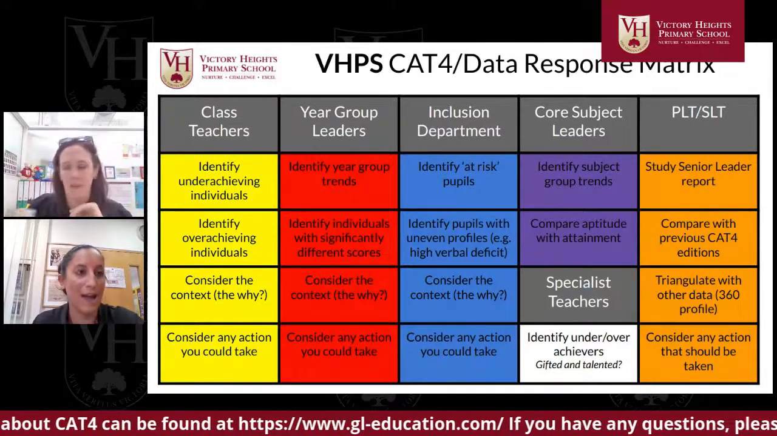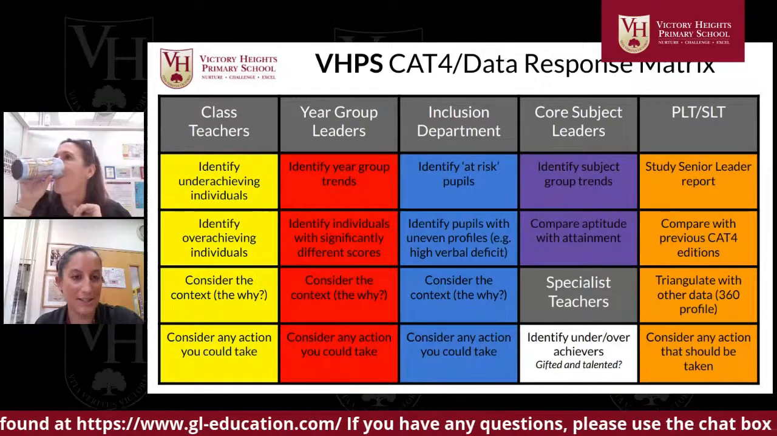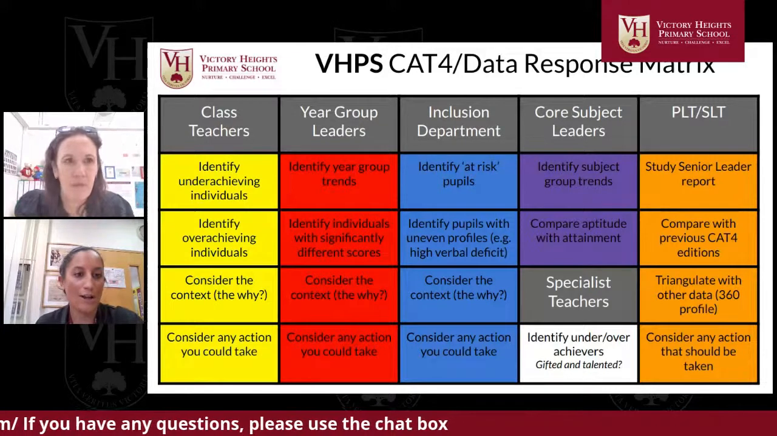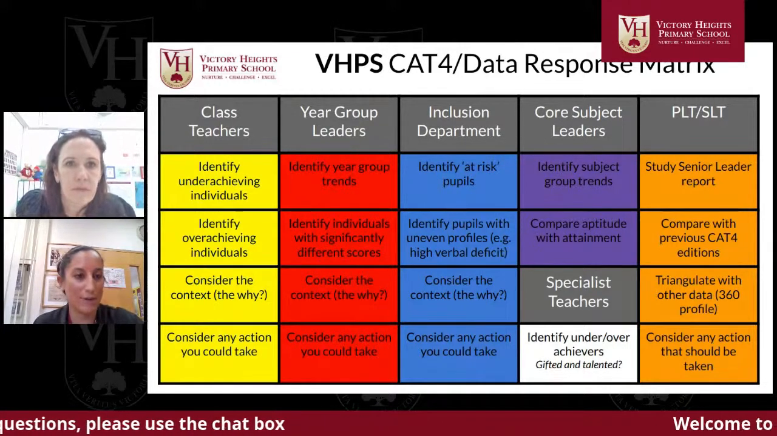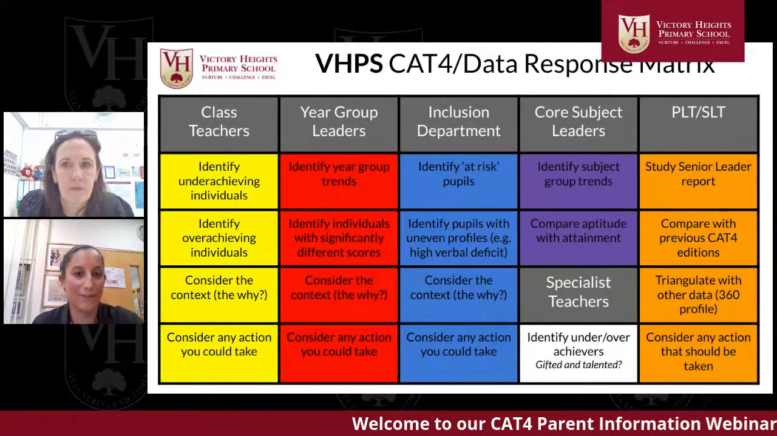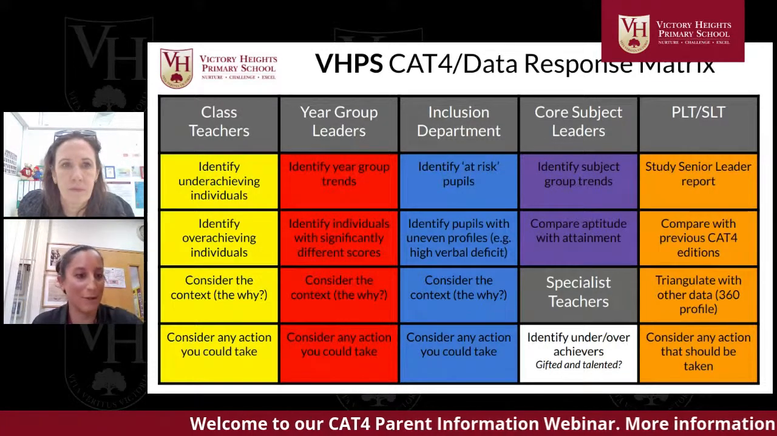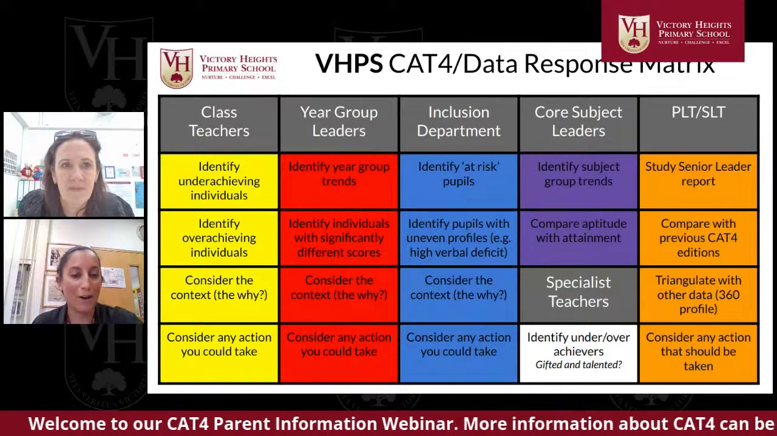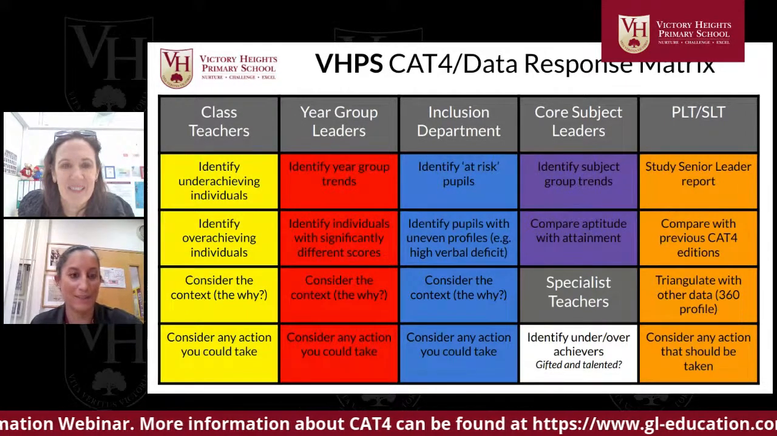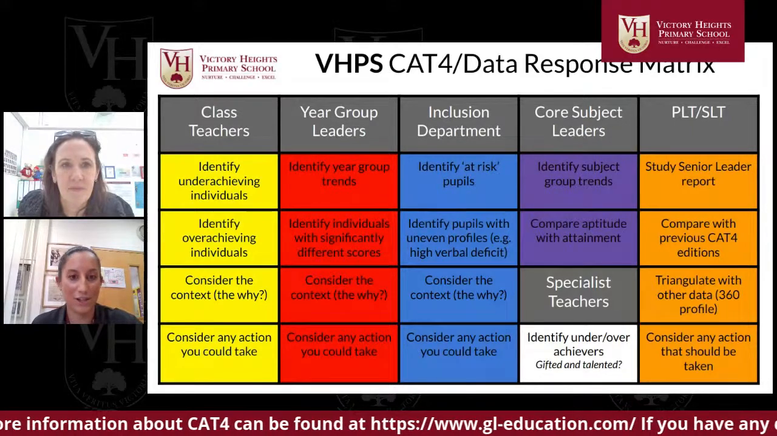So that might be in-class interventions. It could be some interventions from the inclusion team, or as well, we're looking at the ways that we can modify how the lessons and the content is delivered. So that would be our in-class modification as well. All of this is currently happening now behind the scenes, and we're looking at building that picture up.